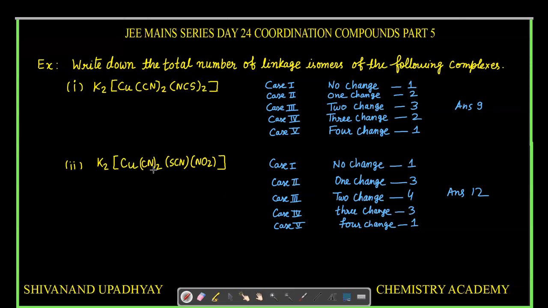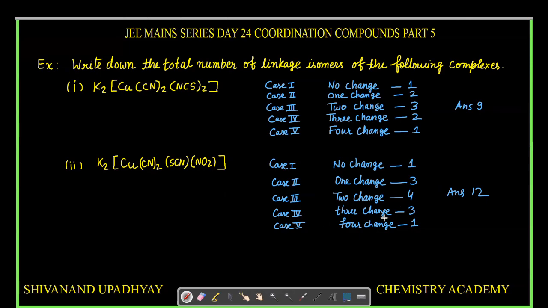What I have discussed first was: change both CN, or change one CN and one SCN, or one CN and one NO2, or SCN and NO2. There are four possibilities, so four isomers are there.